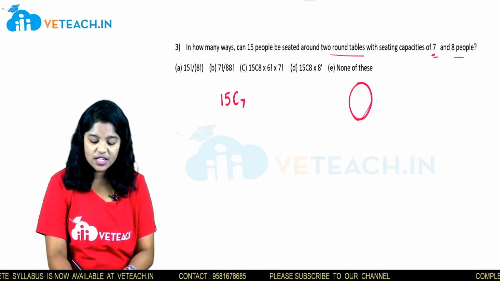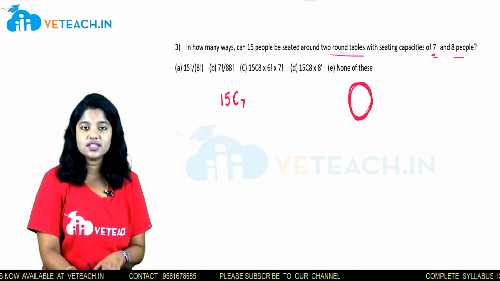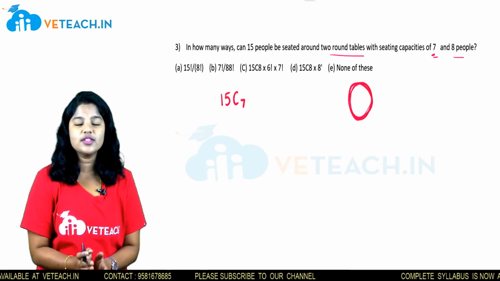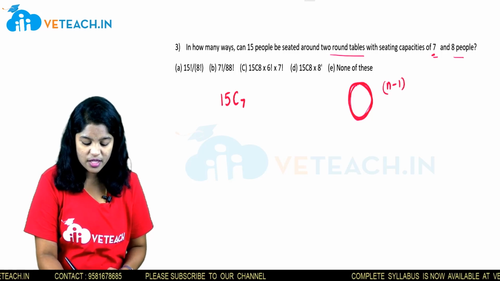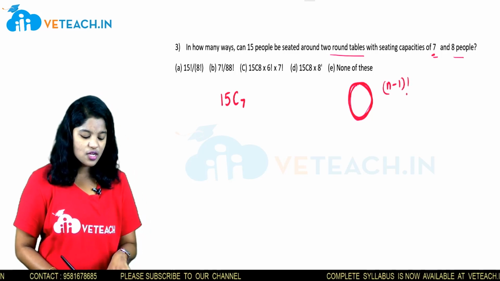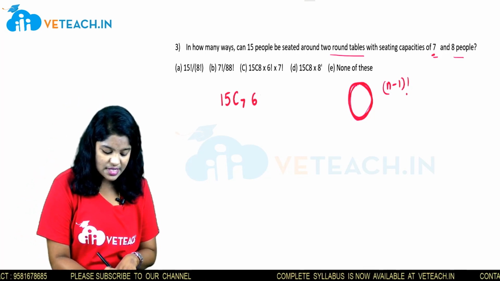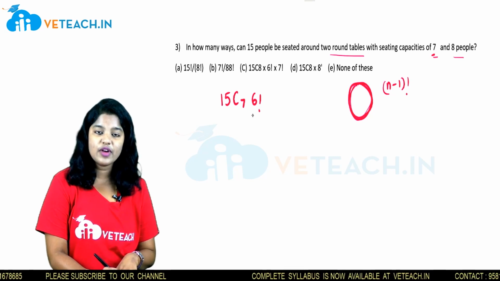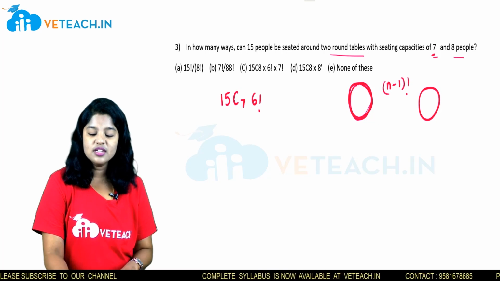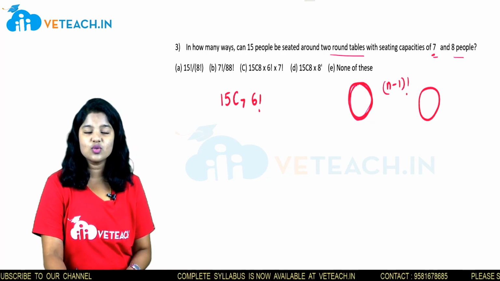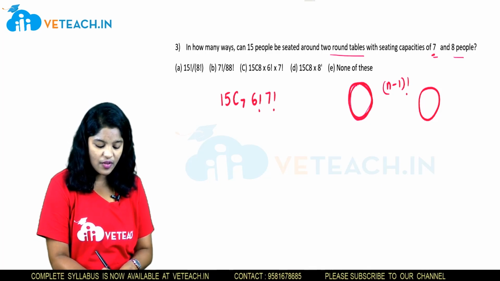Now when we are arranging any items or people around a circle, and a round table is in the form of a circle, we can arrange them in n minus 1 factorial ways. So in the first table I have selected 7 people, so they can be arranged in 7 minus 1 factorial, that is 6 factorial ways. And the remaining people are seated at the second table. So totally 8 people are there, and they can be arranged in 8 minus 1 factorial ways, that is 7 factorial ways.